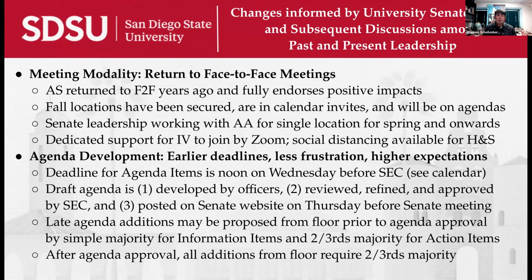We're going to be working with Academic Affairs to find a single location for spring through some space sharing agreements with instructors and some key classrooms, because we only meet once a month. We also have a strong commitment to our Imperial Valley colleagues. We're going to have dedicated support for them to join via Zoom. They're also welcome to come over the hill, so to speak. That is quite a journey, but if they'd like to do that, we're happy to support mileage and such out of the Senate budget.